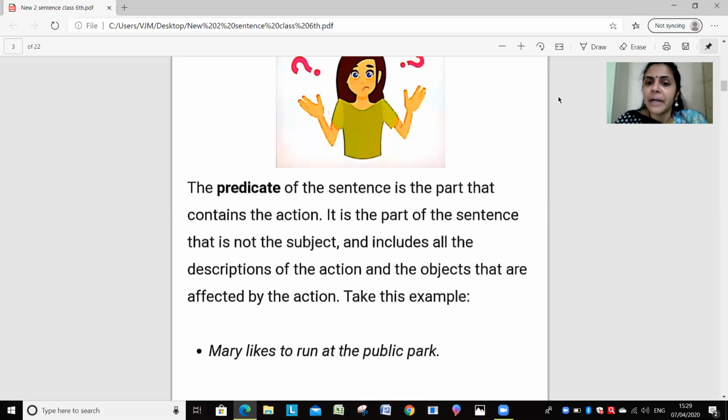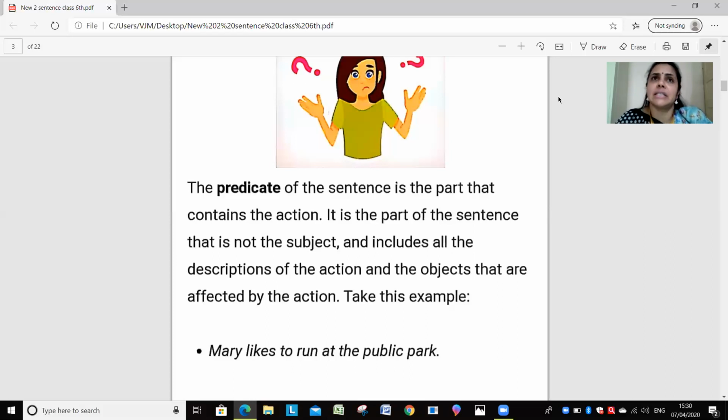So predicate is the part where the action word is. The part of the sentence that contains the action verb is called the predicate. It is the part of the sentence that is not a subject, of course, and it includes all the description of the action. Now, if that action has caused some effect, that part will also come into the category of predicate. The objects that are affected by the actions.